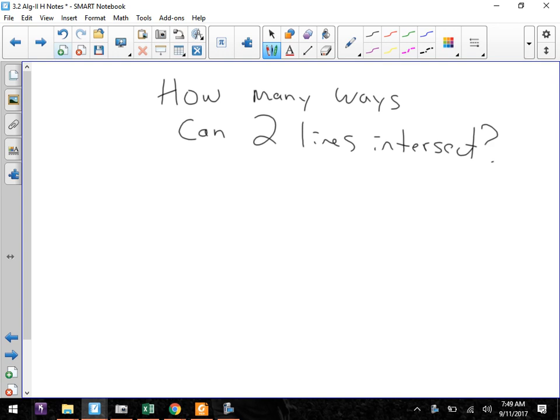Let's start with this. How many ways can two lines intersect? If you start thinking about how many different ways two lines can intersect, you just said once. Two lines can intersect once. They intersect at one spot.